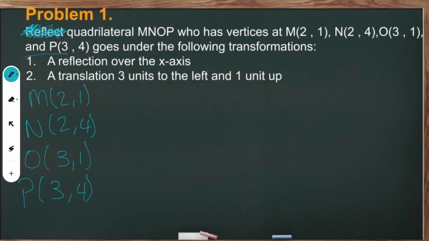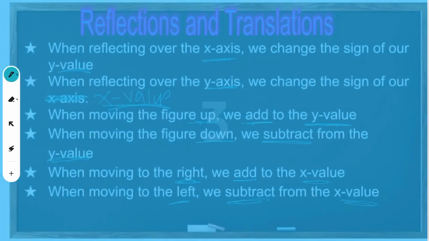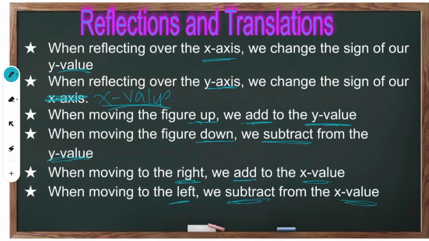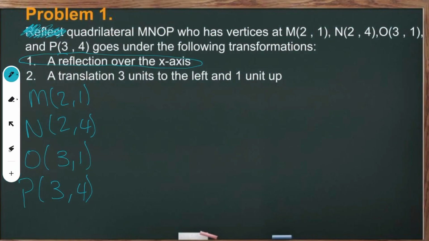So first, it says that it's reflected over the x-axis. And remember, if I go back to this previous slide, when you reflect over the x-axis, you change the sign of your y value. So starting with M, my y value is 1, and I want to change the sign by making this positive 1 into a negative 1. So I will get -2, because I leave my x value alone when reflecting over the x-axis, comma, negative 1.